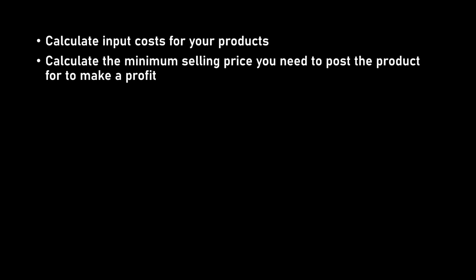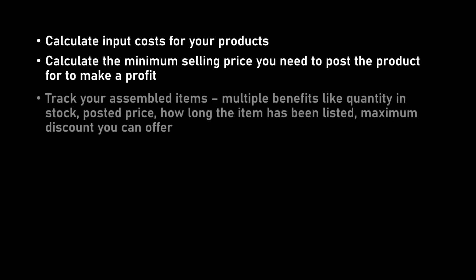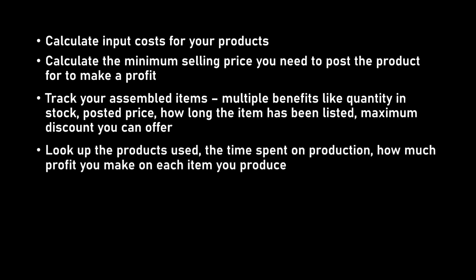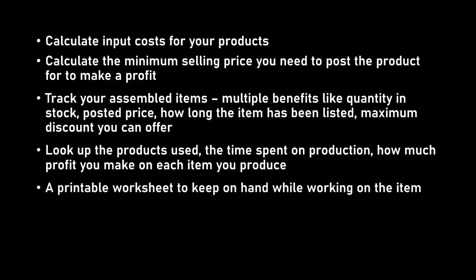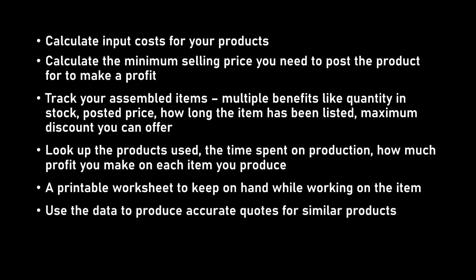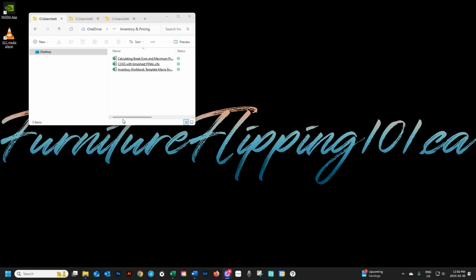Next, the book will track your assembled items, simplifying posting sold items to your bookkeeping software. You can print the individual asset pages to file in your month-end files to track your income. Additional benefits to the workbook are you can look back at previously assembled items and look up products used, the amount of time it took to create the item, which is especially helpful when generating a custom quote for a similar product, and you can see how much profit you make on each sale. So let's get into how to use the workbook.